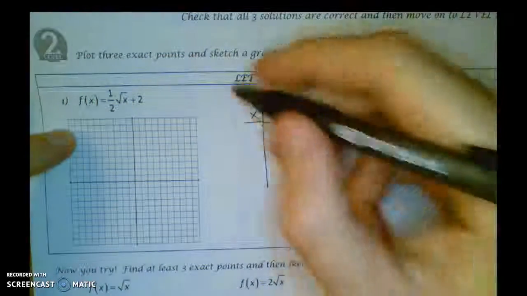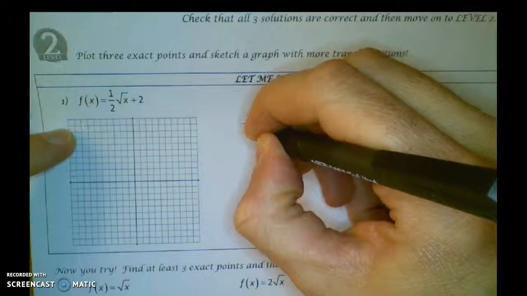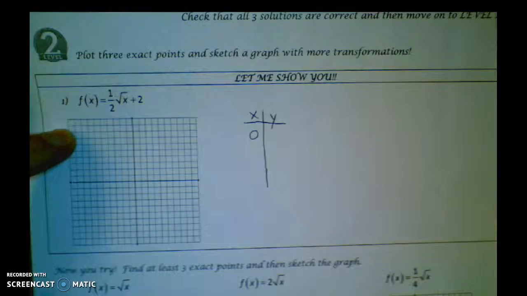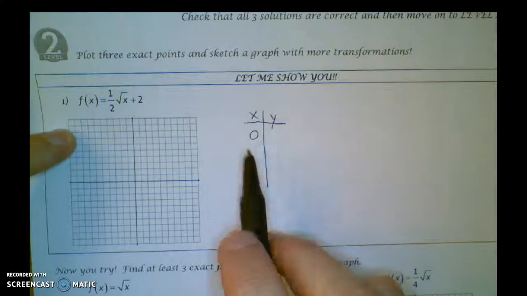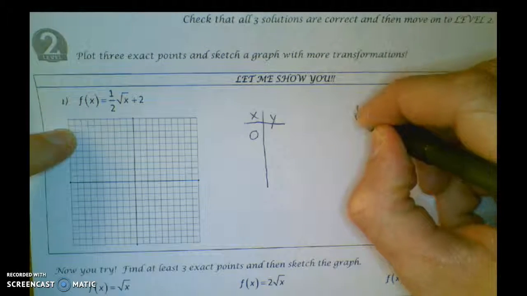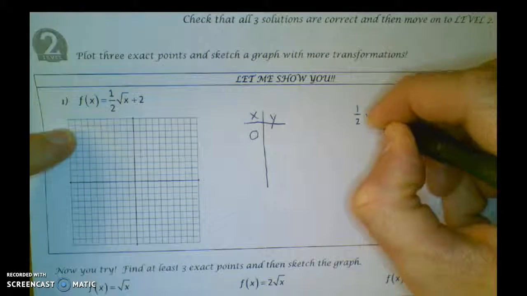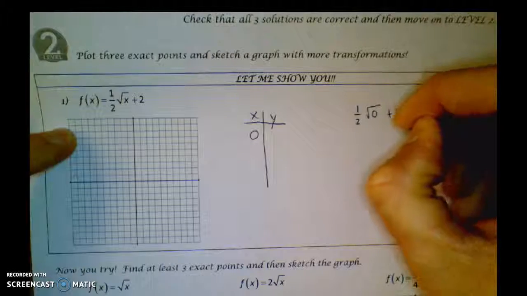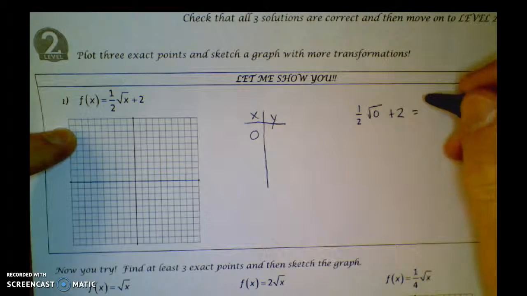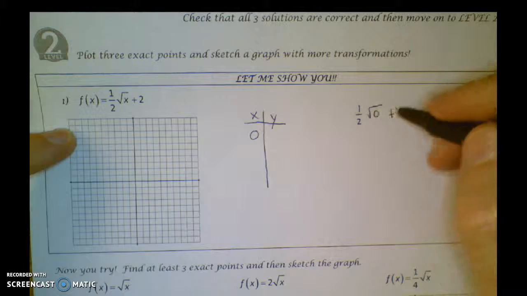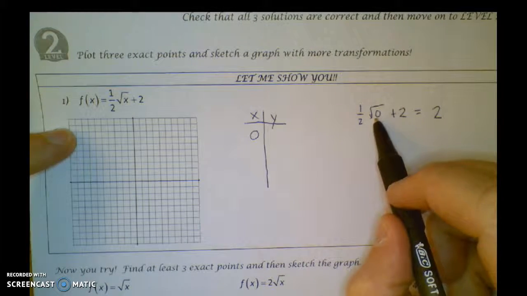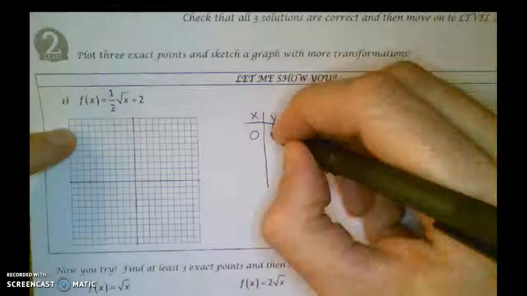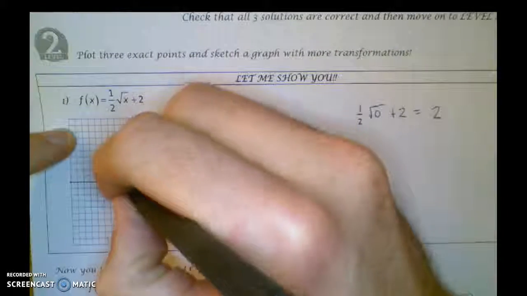And I know that one of my points I can use is 0 because that'll give me the vertex of my radical equation. So if I plug in 0, 1/2 times the square root of 0 plus 2, 1/2 times 0 is 0 plus 2 is 2. Because the square root of 0 is 0, and then if you multiply that goes away, so this gives me 2. So I know my one coordinate is 0, 2.